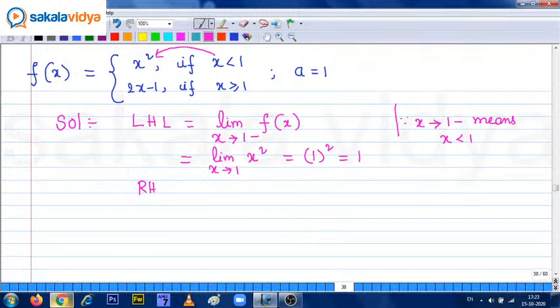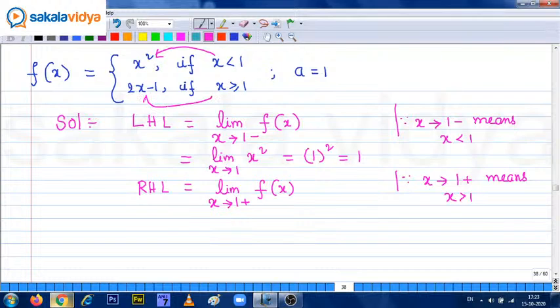Now the right hand limit. Limit x tends to 1 plus f of x. x tends to 1 plus means x is greater than 1. Then the function we need to take is 2x minus 1. So now limit x tends to 1, 2x minus 1. Now we need to find the value of 2x minus 1 at x is equal to 1. 2 into 1 minus 1, 2 minus 1 is equal to 1.